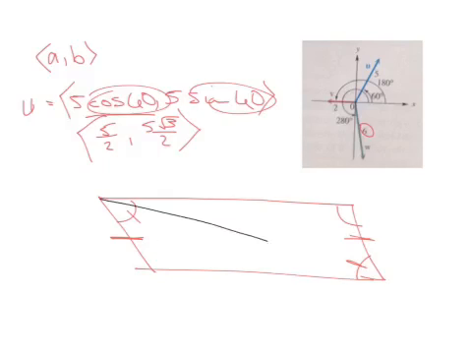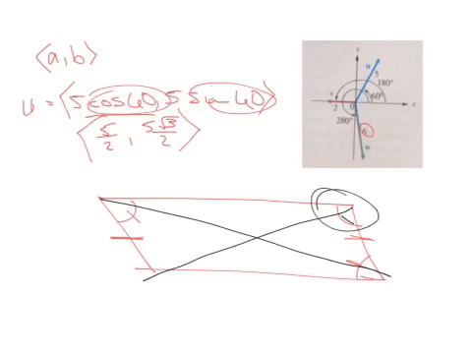parallelogram bisect each other. They cut each other exactly in half, but do not necessarily bisect the angles of the parallelogram. This angle is not necessarily going to be the same as that angle. In a rhombus, that's true, but not in this.